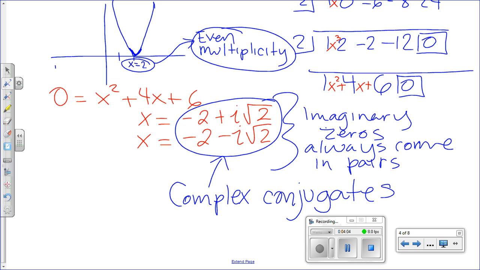And so that's why I wanted to go over the solutions of this problem again. So remember, complex conjugates have the exact same terms, the real and the imaginary part, but the sign in the middle, one is positive and the other one is negative. Okay? So anytime you have an imaginary zero, you know that you have the other one there, the complex conjugate. So now let's go to the next problem.